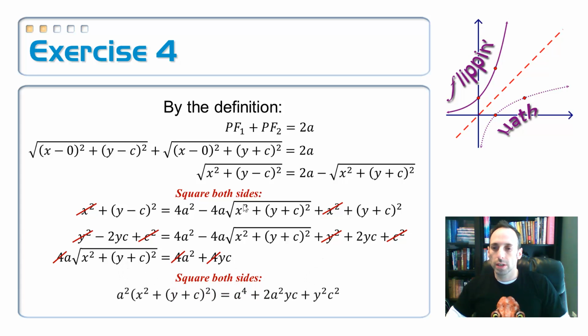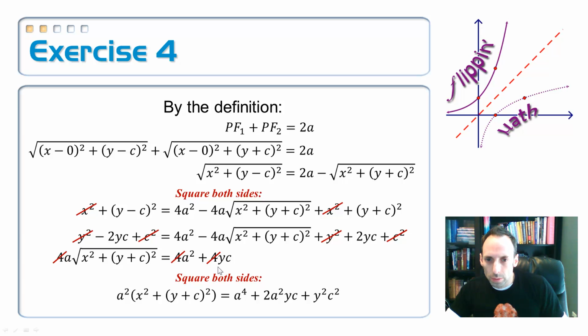So when I square both sides, can't forget about this a squared, right? I square the a and I square the square root. So the square root and the square, they'll cancel out. And on the right hand side, a squared squared becomes a to the 4th.